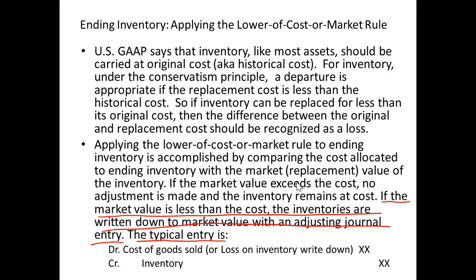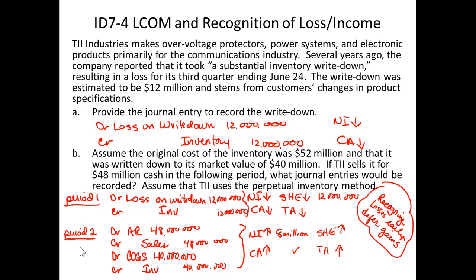If so, then you need to write your inventory down to its market value. In other words, you need to make this entry. You'll need to debit cost of goods sold or the loss on inventory write-down and credit inventory. That way the inventory will show at its realizable value, which is its market value, what you can sell it for, since it's less than what you paid for it. To show you how to do this, look here.